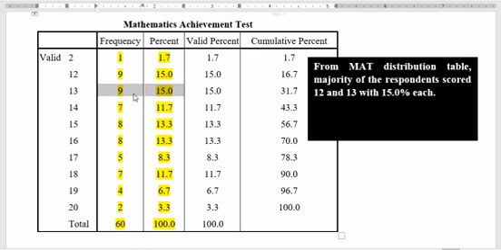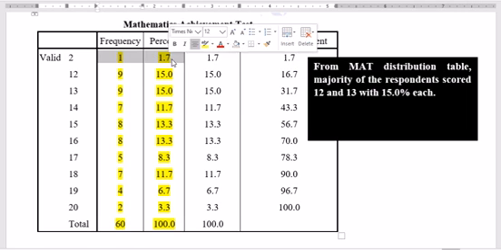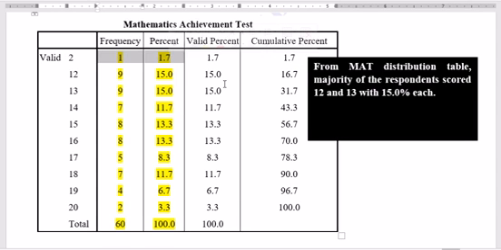You can also interpret the other ones. I can also say, okay, the least percentage is 1.7%, the person that scored 1, out of the total percentage. Is that taken? All right. Okay, let's continue. That's for the mathematics achievement test.